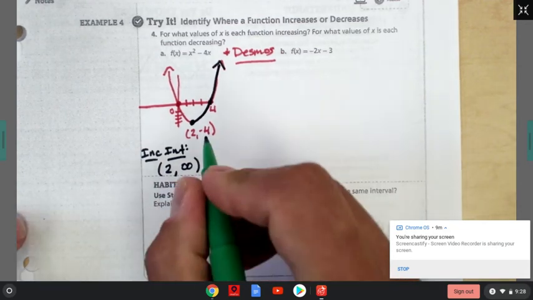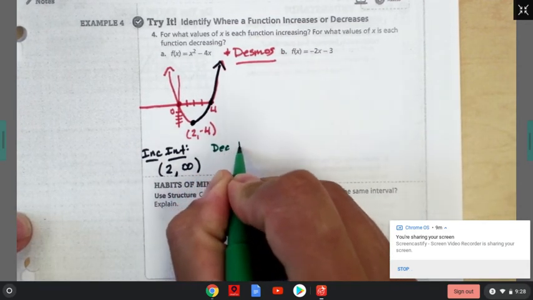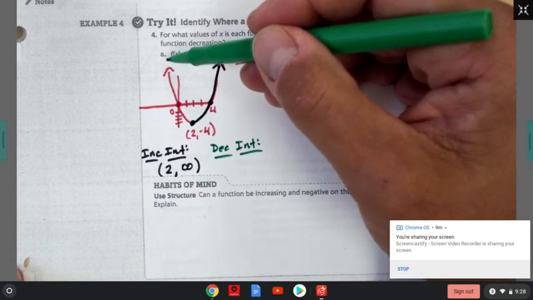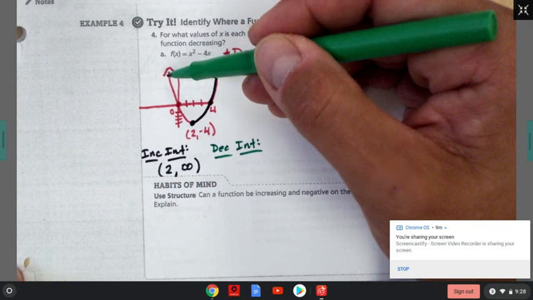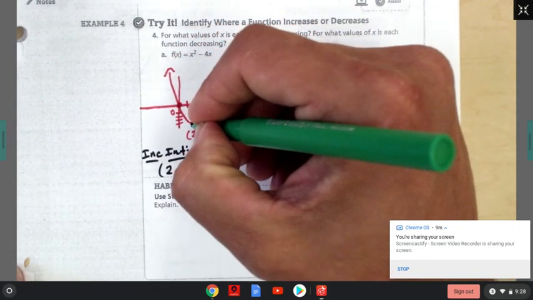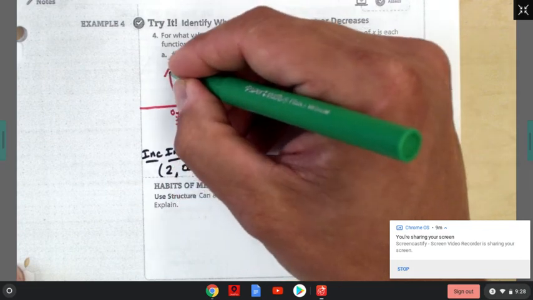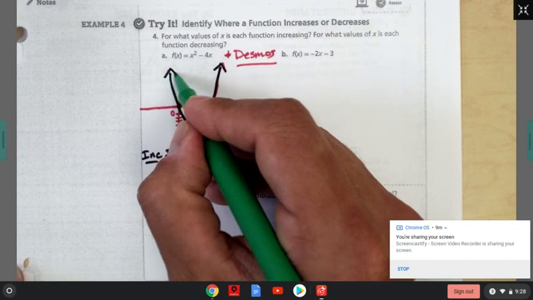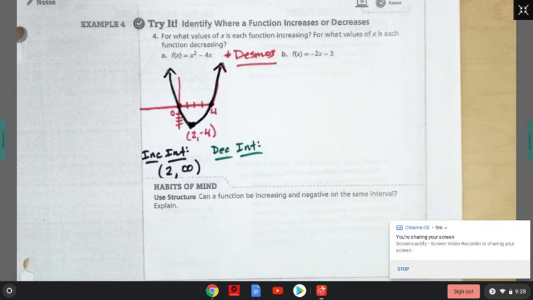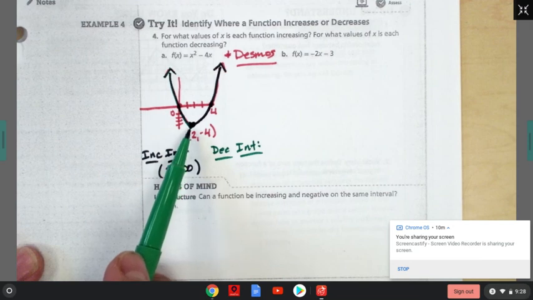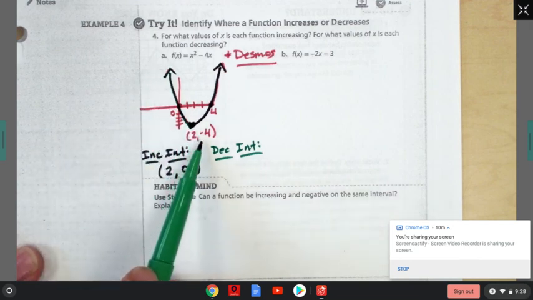The decreasing interval, in this case, would just be the other side. Because again, if I start over here, I'm going down, down, down, until I get to that same point as before, right? So this whole green part is the decreasing part. It's kind of hard to see my colors there. I'll have to pick better colors next time for y'all. But this side of the graph is decreasing.